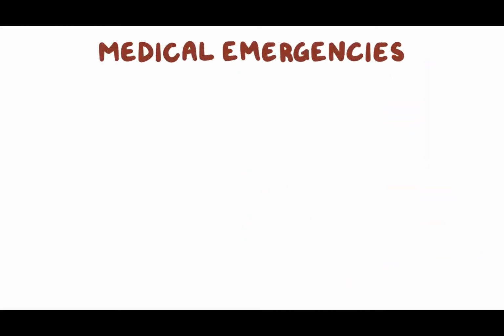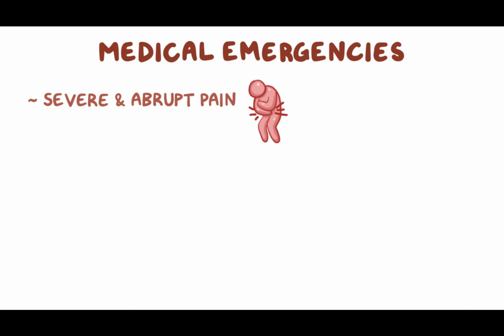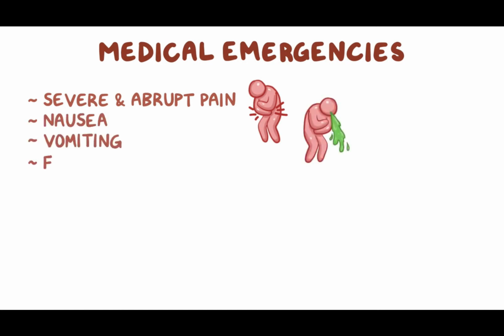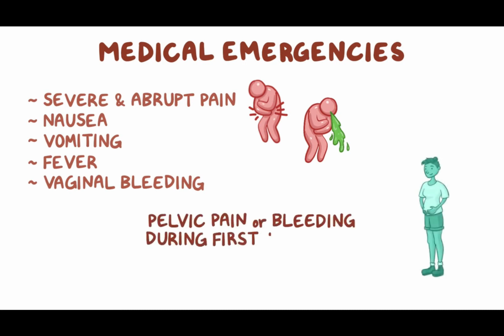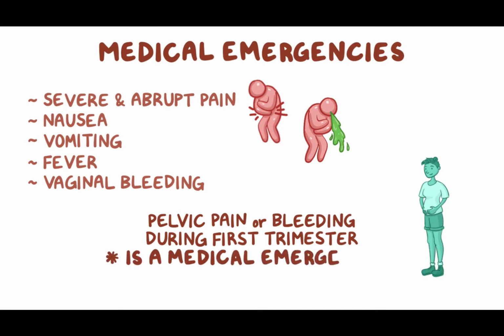Medical emergencies are adnexal masses that cause severe and abrupt pain, along with other symptoms like nausea, vomiting, fever, or vaginal bleeding. In addition, any kind of pelvic pain or bleeding in a pregnant female during her first trimester is considered a medical emergency, so the first step is to get a pregnancy test.